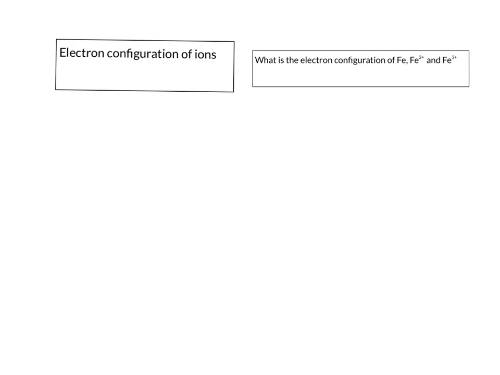So in this part we're going to find out how to write the electron arrangement, the electron configuration, for some typical ions. And first let's look at some cations. So we're going to look at the element iron, and then its two ions, Fe2+ and Fe3+. So first of all, where is it in the periodic table?